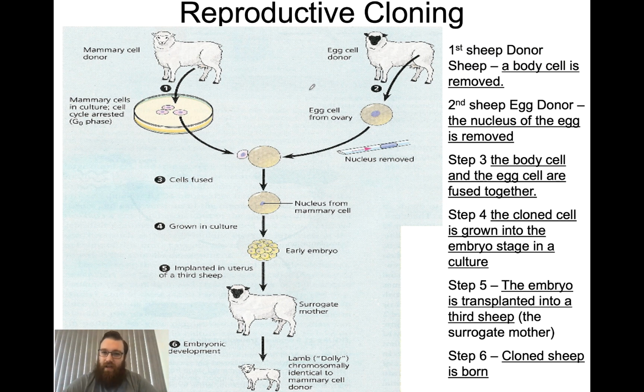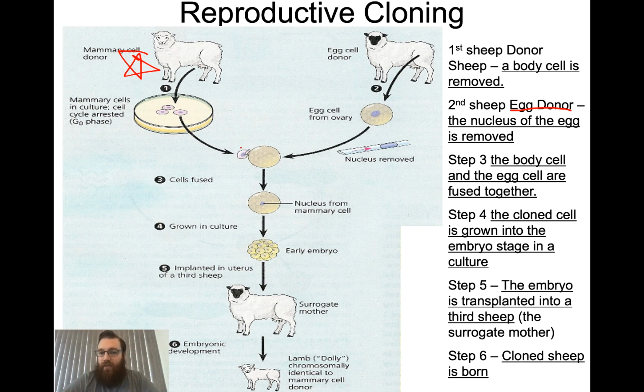So we said about Dolly the sheep here. So in a step-by-step process, the first sheep, okay, is the donor sheep. A body cell is removed, okay, from this guy here, okay? They took a mammary cell. So they grew the cell enough, and then they put that cell into the egg donor, okay? So they take the nucleus out of the egg cell, so it's kind of like a blank cell.